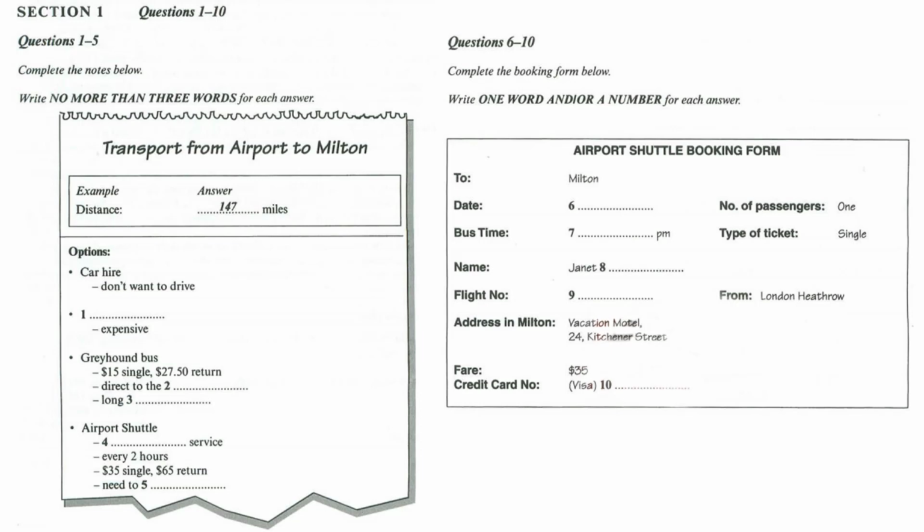Right. Now, do you know where you'll be staying? We need to give the driver an address. Yes, it's called the Vacation Motel, and I think it's near the town centre. Anyway, the address is 24 Kitchener Street. That's Kitchener Street. That's fine. Right, so that's $35 to pay, please.